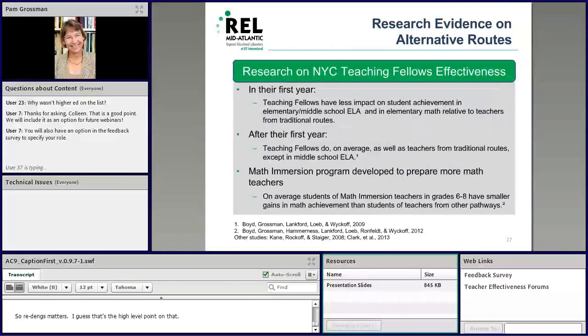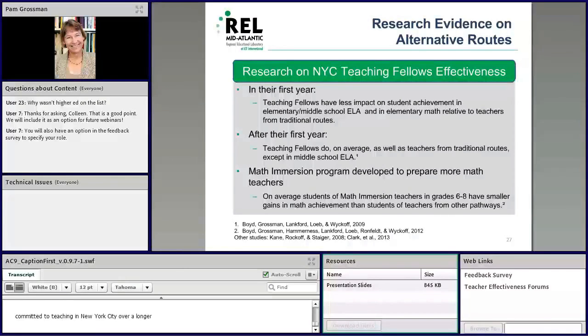We've also done some research on the New York City Teaching Fellows. And the New York City Teaching Fellows in some ways is similar to Teach for America. It has a 5 to 6 week preparation in the summer, and then the fellows continue to take courses during their full-time teaching. They're recruiting in some ways from a similar pool, but they're interested in identifying people who are committed to teaching in New York City over a longer haul.